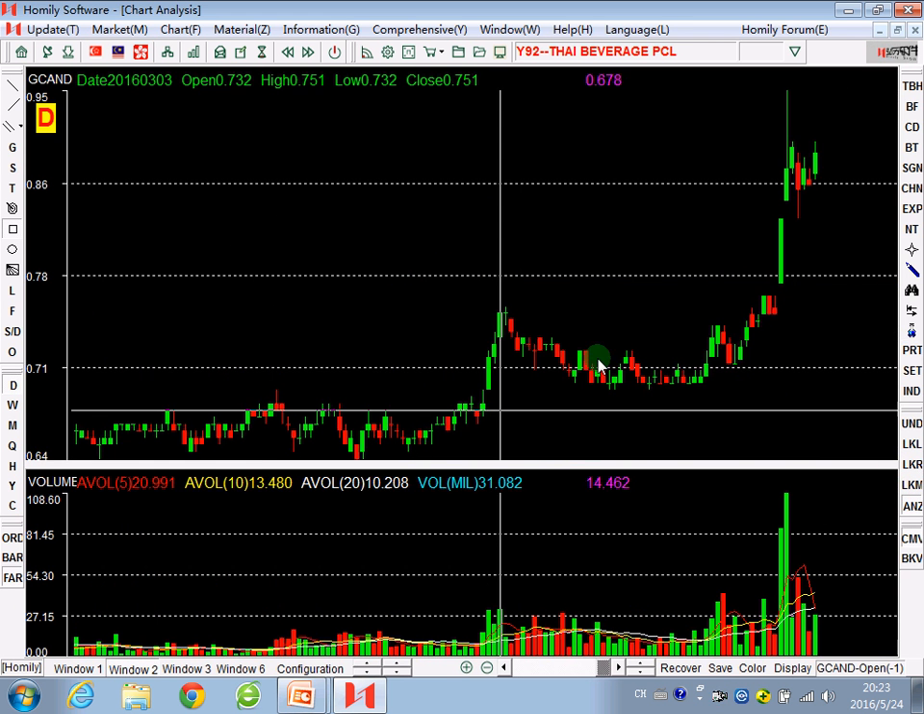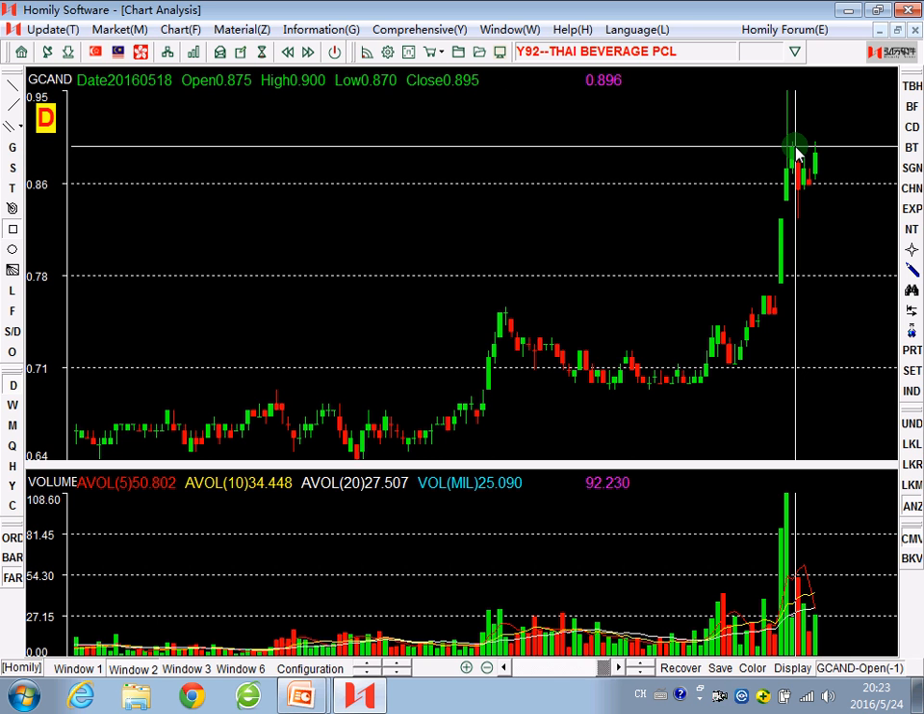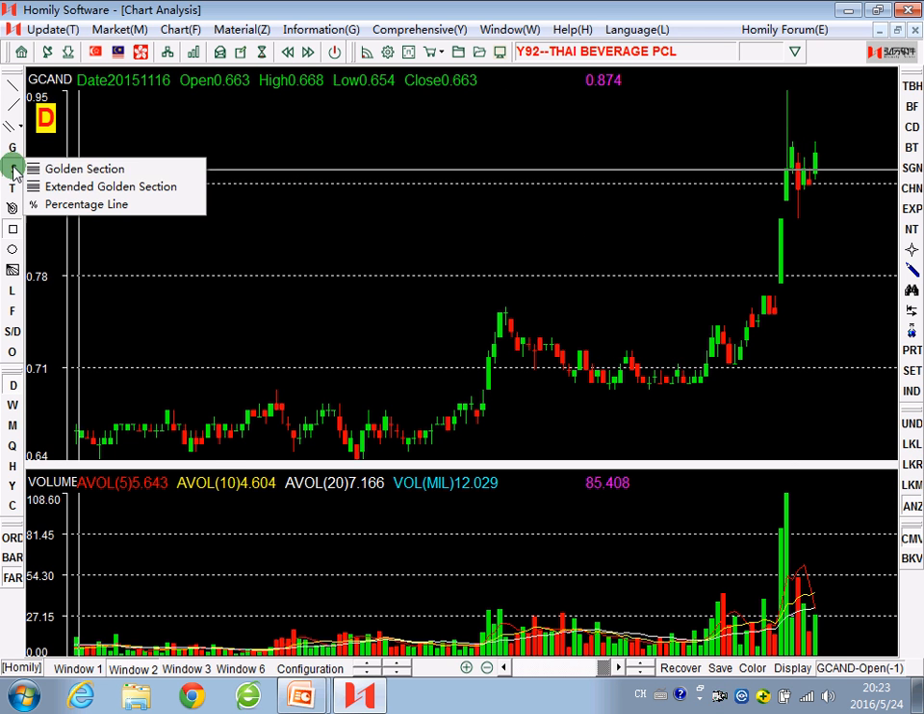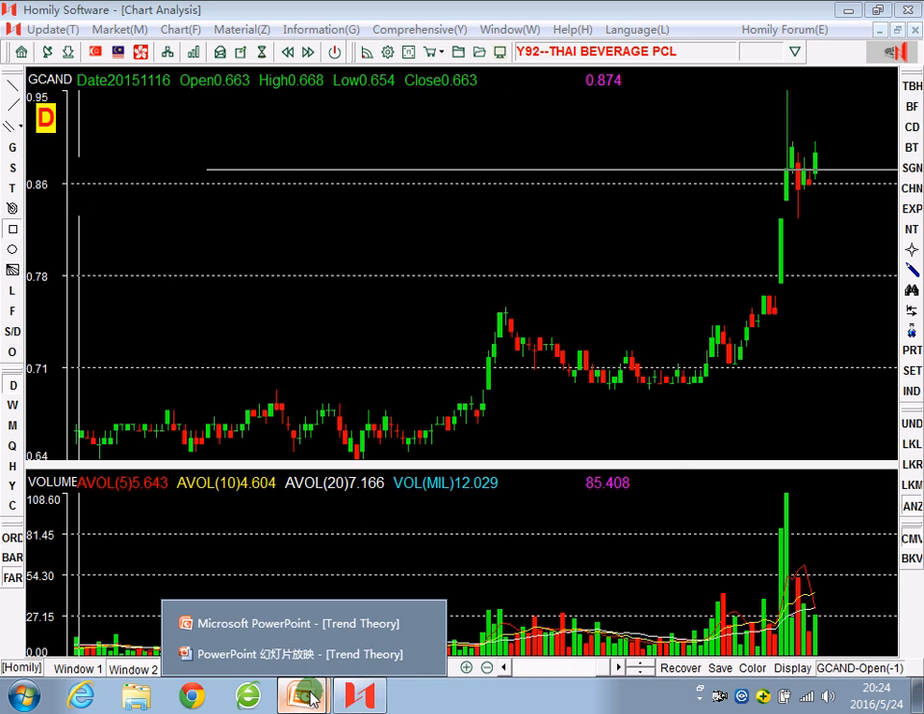This one we can confirm because this is the high point, right? We can confirm this is the high point. So if you cannot confirm the high point, you can use the extended golden section to judge where the next resistance and support are for the individual stock. Okay? So this is the method, and I hope you can understand.